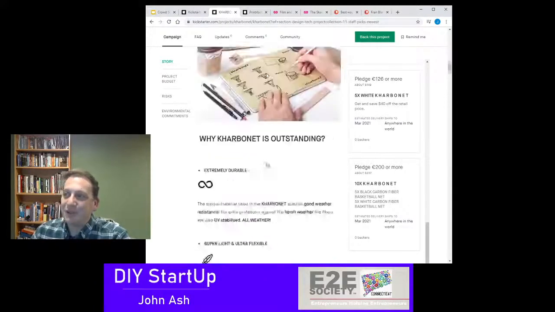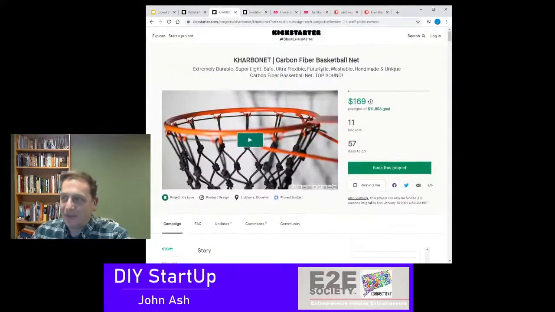Okay, so they set up a whole presentation. Anyway, we'll move on from the carbon net. Looks pretty interesting to me, anyway. I would like a carbon net. I might pledge to get one.